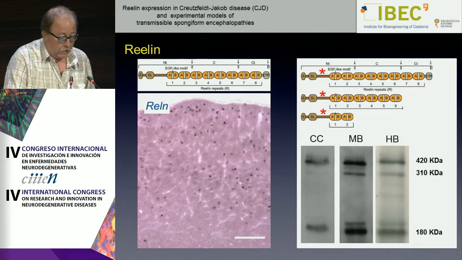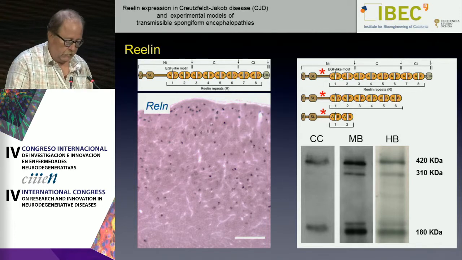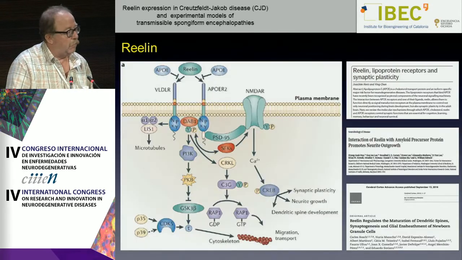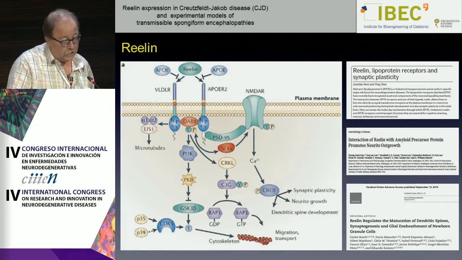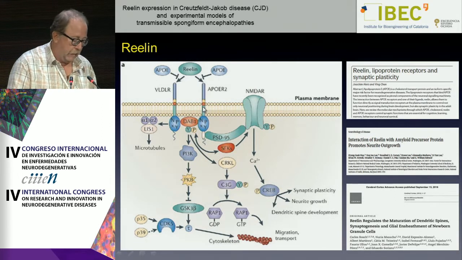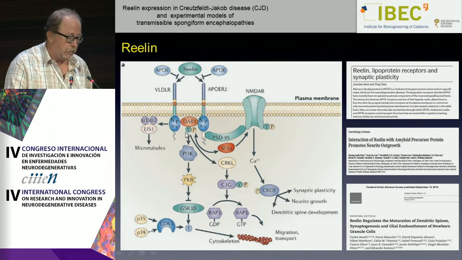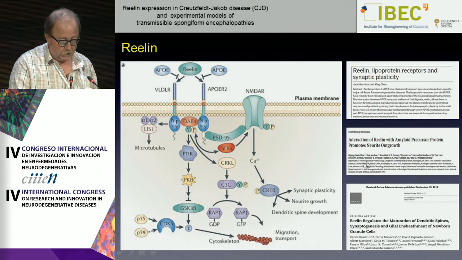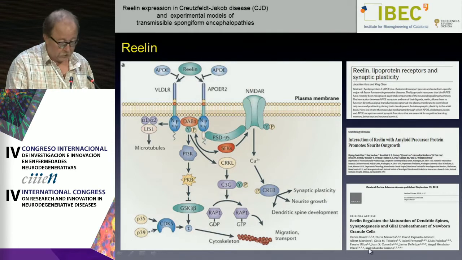So what about the interest of reelin? The interest comes because this protein can bind to two different lipoprotein receptors, and after the activation of an adaptor protein, which is DAB1, it is able to modulate synaptic plasticity, neurite growth, and dendritic spine development.